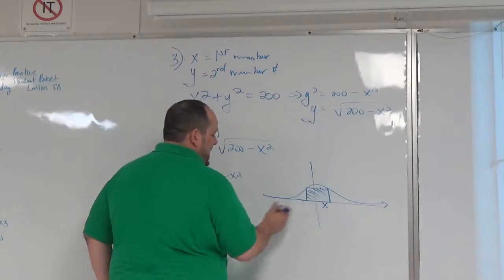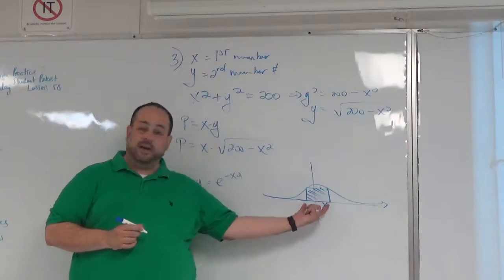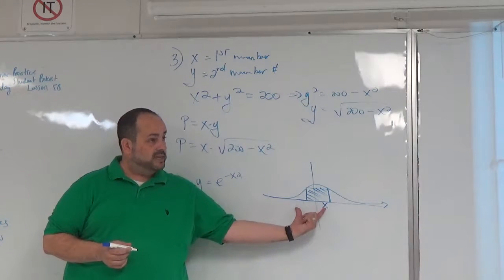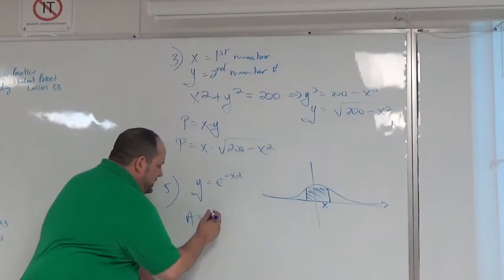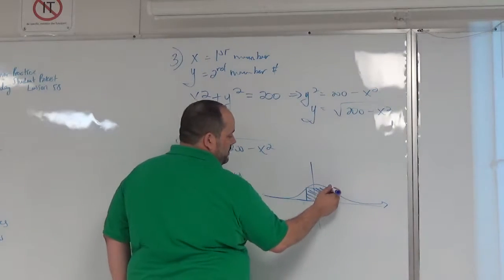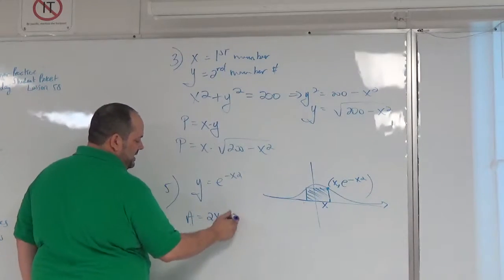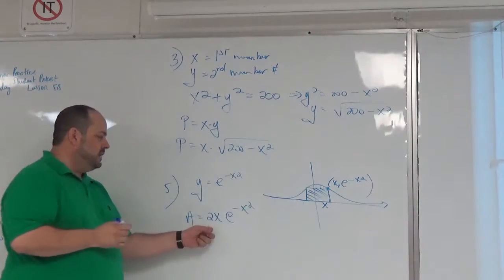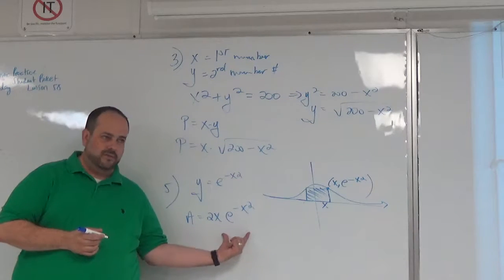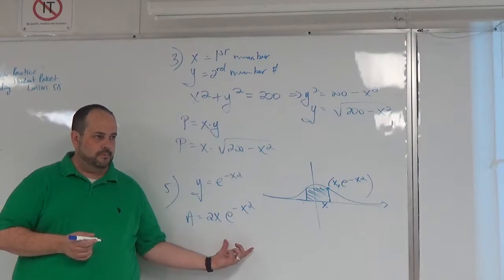If I want the area, well, what's the area going to be? The area is the length of the rectangle times the height. How long is the rectangle? 2x. How tall is the rectangle? E to the power. Any point on the curve, the coordinates are going to be x, comma, e to the negative x squared. So you're going to have 2x times e to the negative x squared. This is what you're going to take the derivative of and set equal to 0. You're going to do all the things.